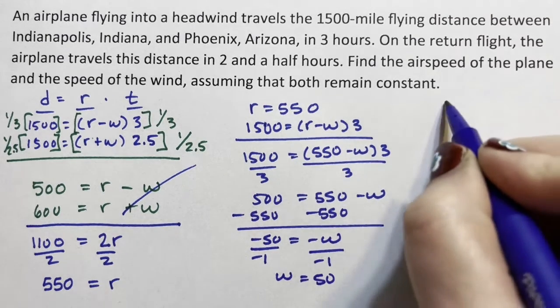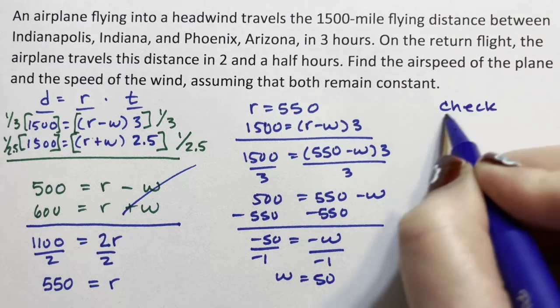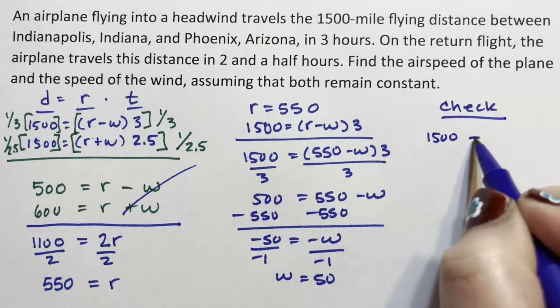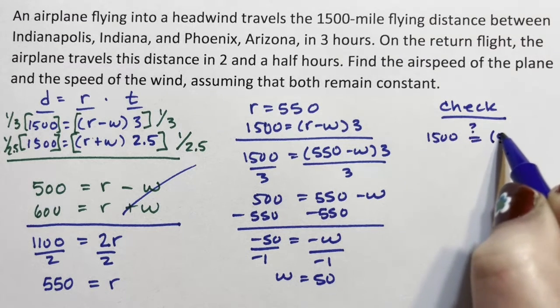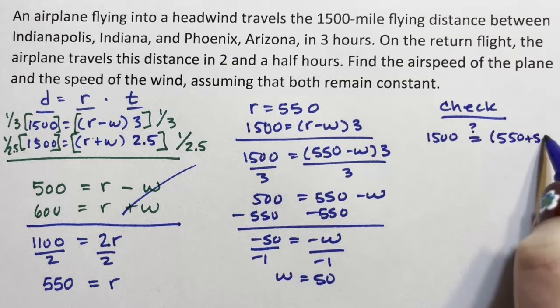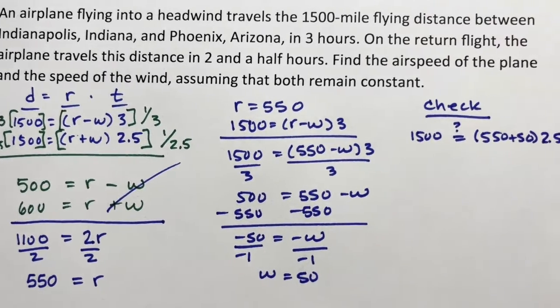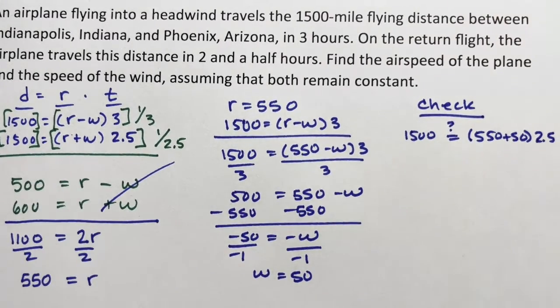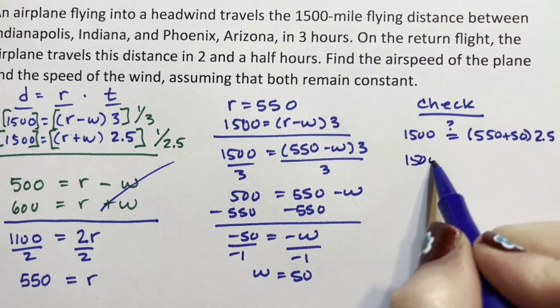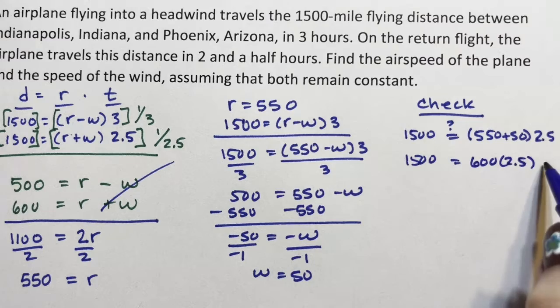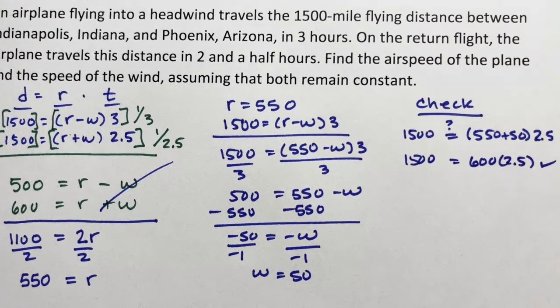As always, I want to check. 1,500, does this equal 550 plus 50 times 2.5? So I'm putting in the check on the second equation. Is 1,500 equal to 600 times 2.5? That checks out. All right, so now I have everything I need.